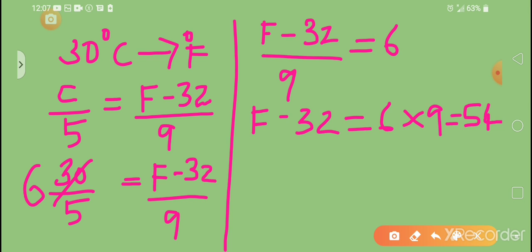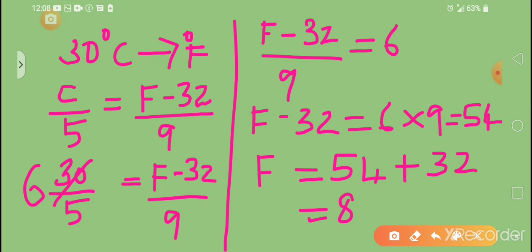Okay. Then what can we do next? F is equal to 54, and minus 32 will come to the other side. It will become addition. So 86 degree Fahrenheit. So this is the answer. Okay. So 30 degree Celsius is equal to 86 degree Fahrenheit. Okay.